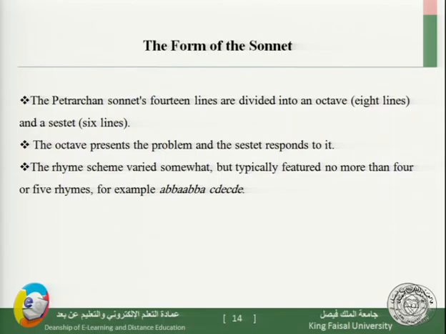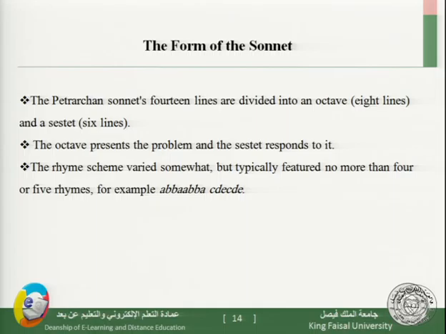For example, there would be A, B, B, A, A, B, B, A, which means that the first line's end rhyme is A, the second ends in B, the third one ends in B, the fourth and fifth go back to ending in A, the sixth and seventh go back to ending in B, and the eighth one goes back to rhyme with A. So this is what it means, that the rhyme scheme is A, B, B, A, A, B, B, A.